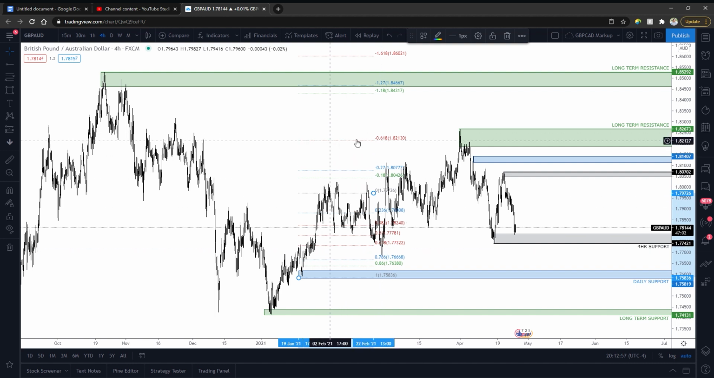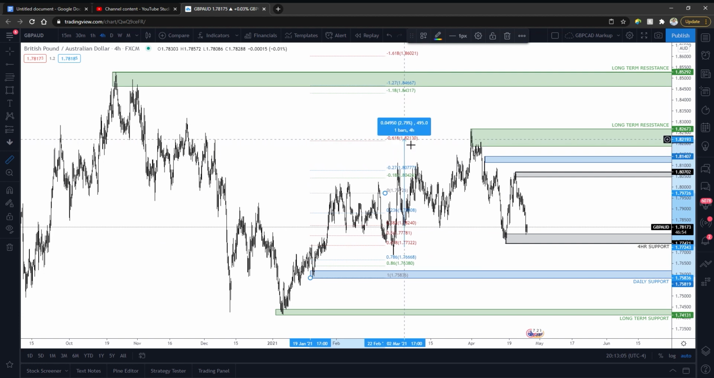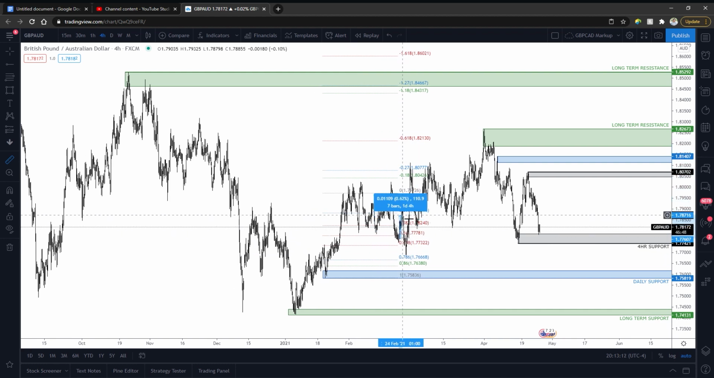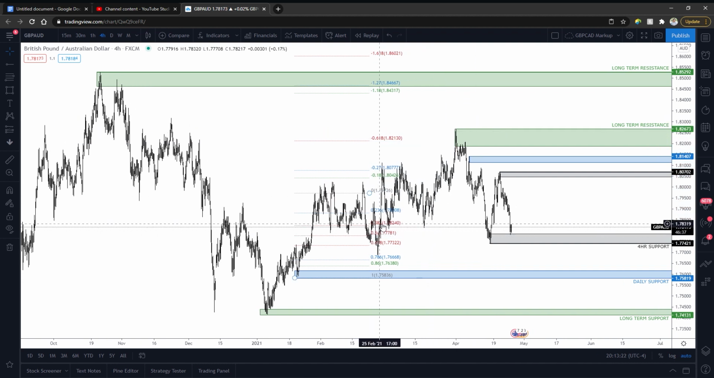I wish I would have been in that trade. This was almost a 500 pip setup. Let me see how long it took. So I probably realistically would have got in somewhere here. 37 days. So just a month. Wow. Okay. All right. So we hit an extension.